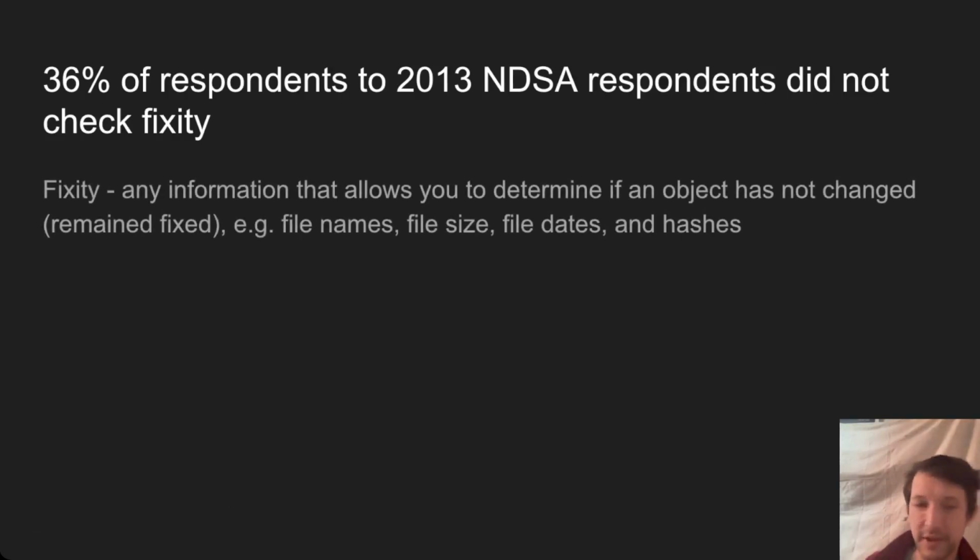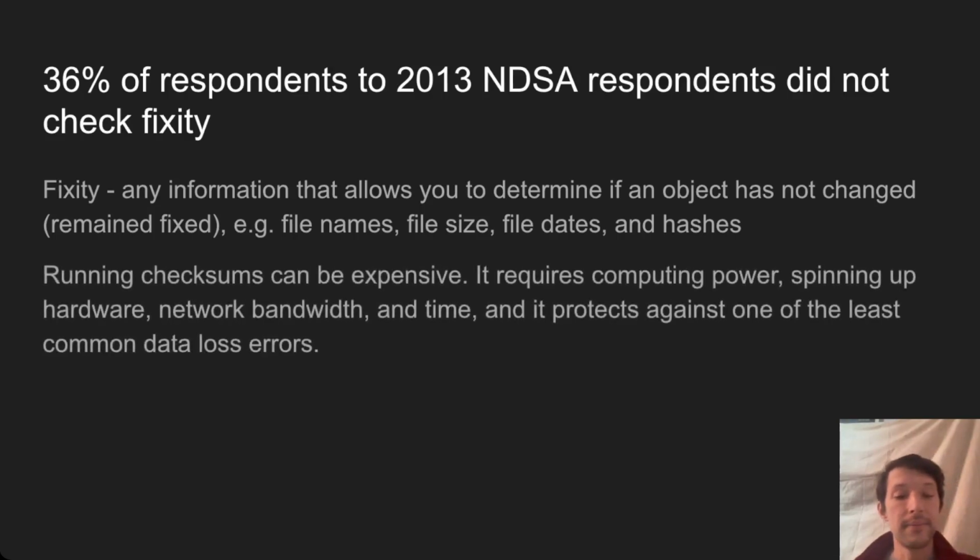Just to remind ourselves, what is fixity? Any information that allows you to determine that a file has not changed. It could be file names, file sizes, checksums, file dates, things like that. And the reason why we want to be considering this is that we know we need to be doing it over time, but part of running fixity is reading the files. Part of running fixity is actually accessing files from our storage system.